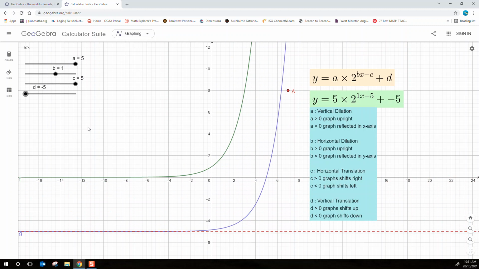Okay, that's a quick summary. The best way to learn how to do these sorts of things is to practice. There's nothing to stop you from building your own GeoGebra worksheet like this so that you can explore them for yourselves.